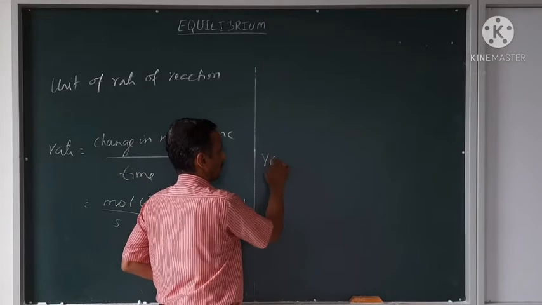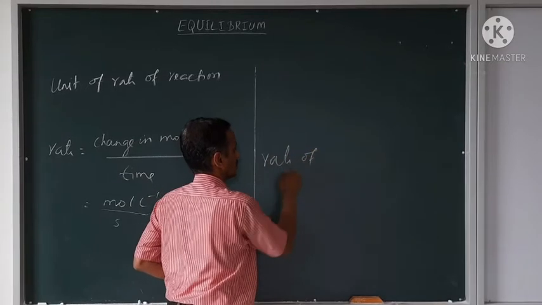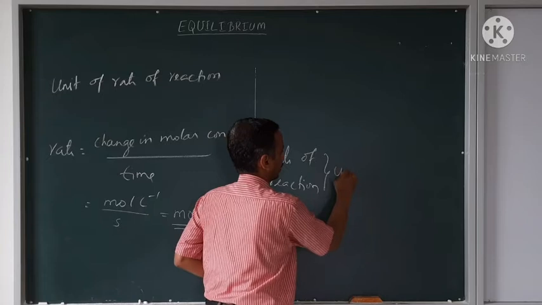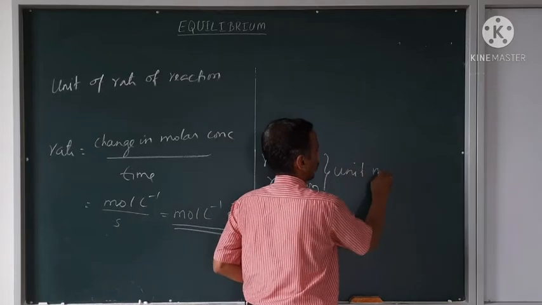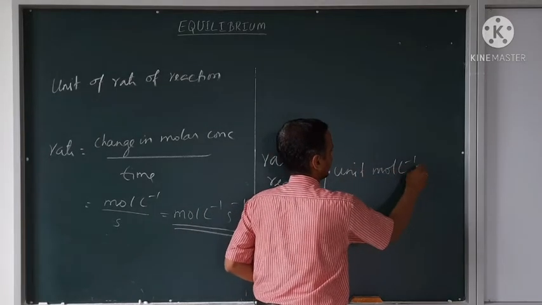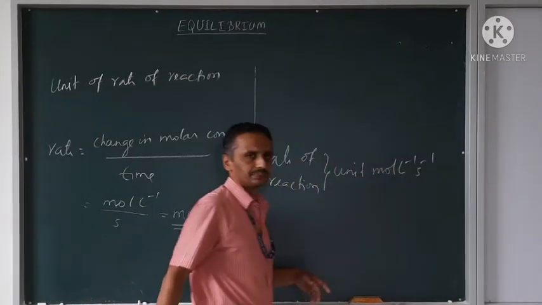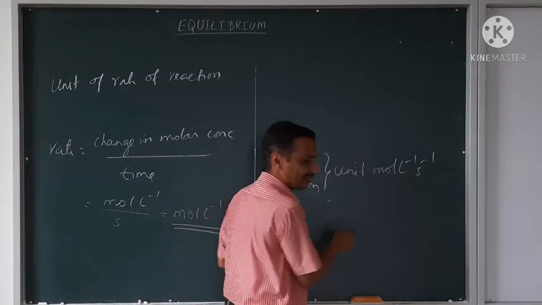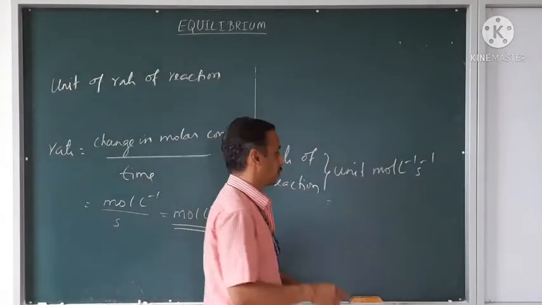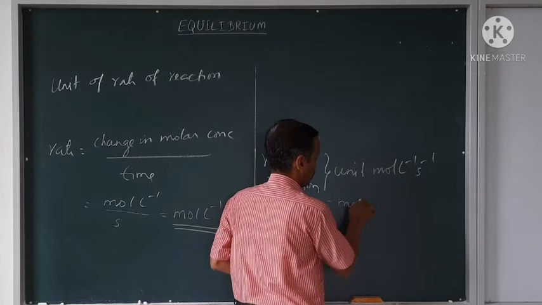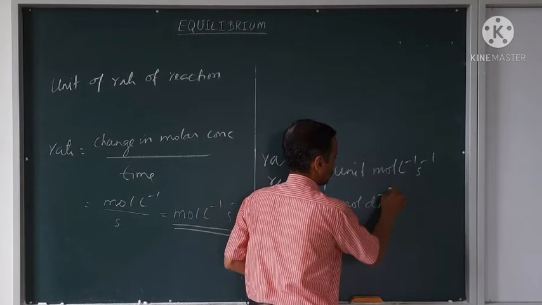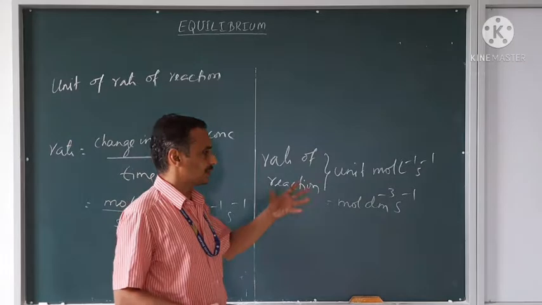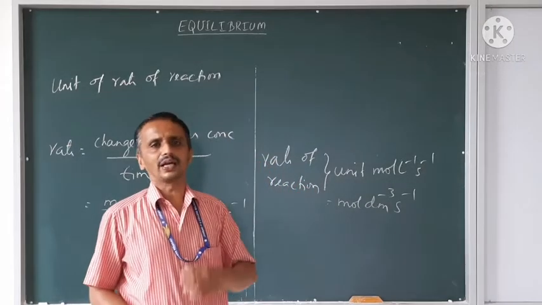So the unit of rate of reaction is mole per liter per second. But the mole per liter, I can write it as mole per dm cube also. So mole per dm cube per second. So this is the unit for rate of the reaction.